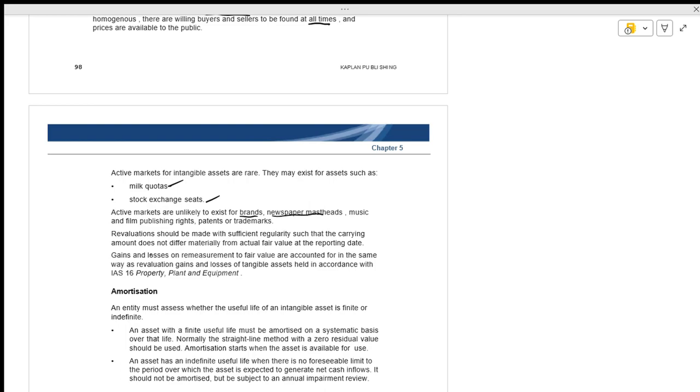The revaluation should be made with sufficient regularity. Very simple: when you are doing the revaluation, it has to be done on a regular basis. If there are any gains on revaluation or remeasurement, it has to be the same as revaluation of tangible assets. Gains and losses on remeasurement to fair value are accounted for in the same way as revaluation.